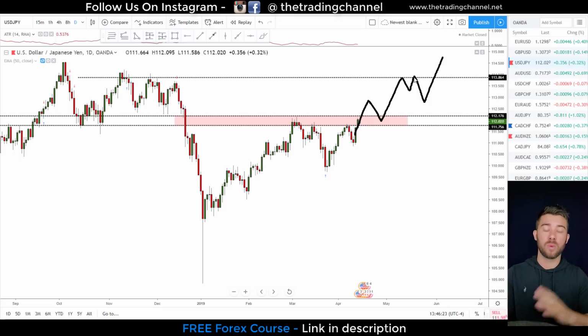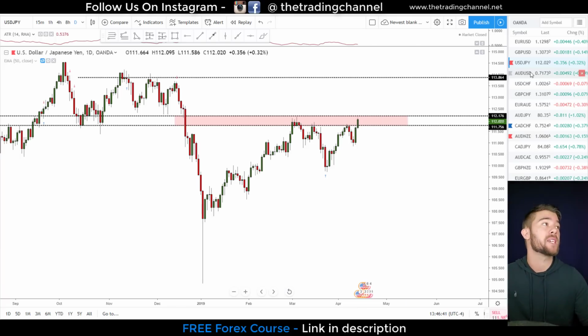But what I know for sure is what I just said. I'm looking for a trade in the zone of 112.17 between that and 111.75. A long opportunity if we bust above this or go above this level now, and looking for shorting opportunities around 114 if we can get up to that level next week on the dollar yen.